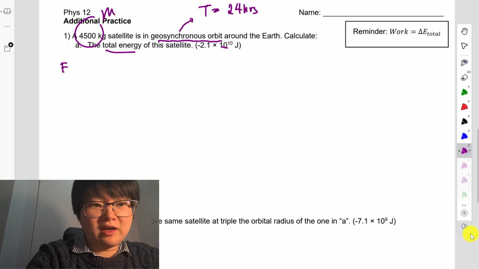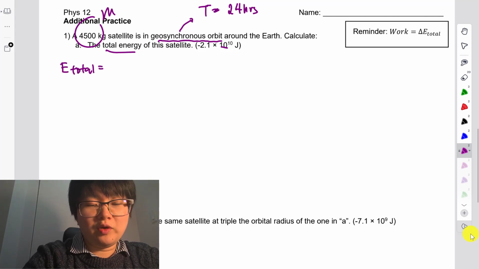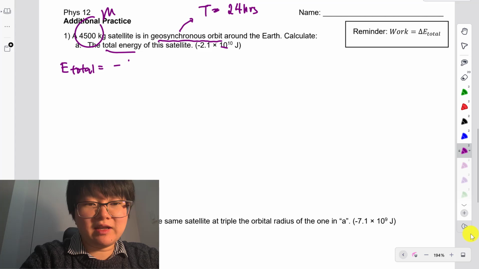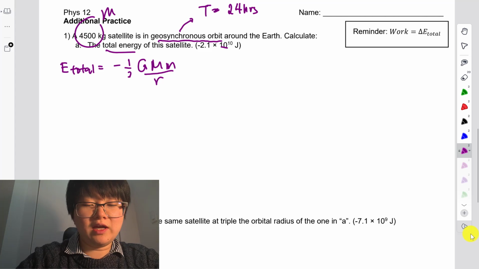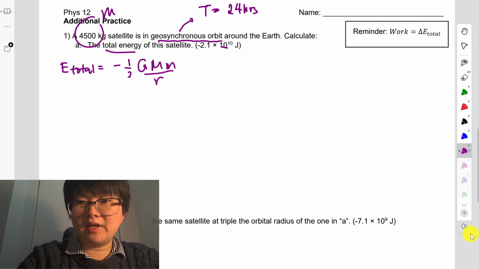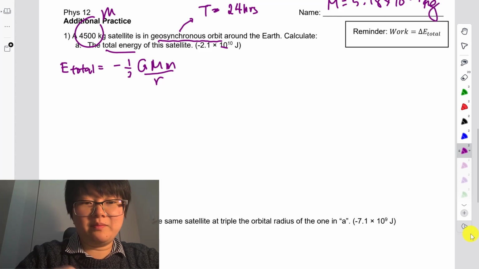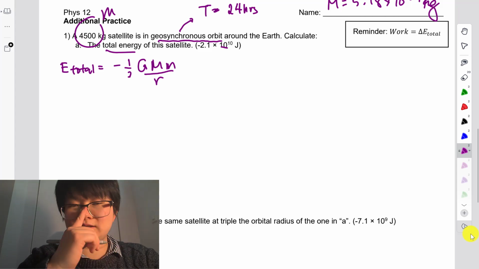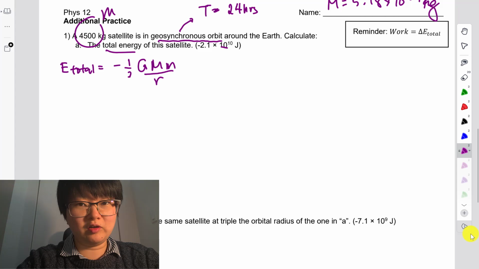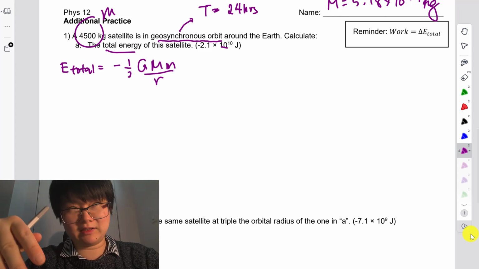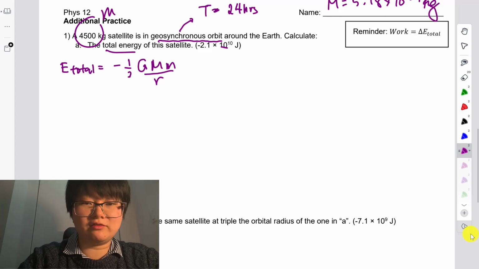Total energy we obtained from the previous video, which we now know is negative one half big G, big M, small m over R, in which big M is the mass of the Earth. This is something you can probably obtain from your formula sheet. It is a very big number. You also know that small m is the mass of the satellite, and R is the orbital radius. Now, the geosynchronous orbit tells us our orbital period, but it doesn't tell us our orbital radius, which is annoying, so we have to try to find it.